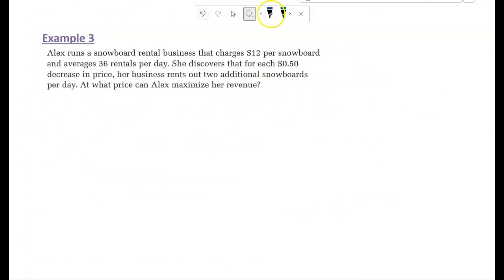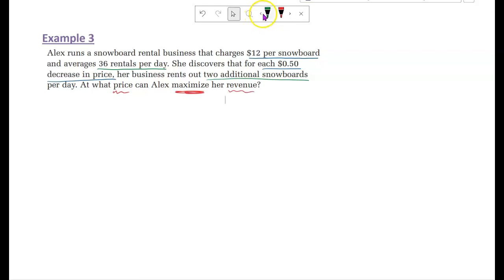And now we're just going to wrap this up with one last question, everyone's favorite, the revenue question. So Alex runs a snowboarding rental business that charges $12 per snowboard and averages 36 rentals per day. She discovers that for each 50-cent decrease in price, her business rents out 2 additional snowboards per day. At what price can Alex maximize her revenue?